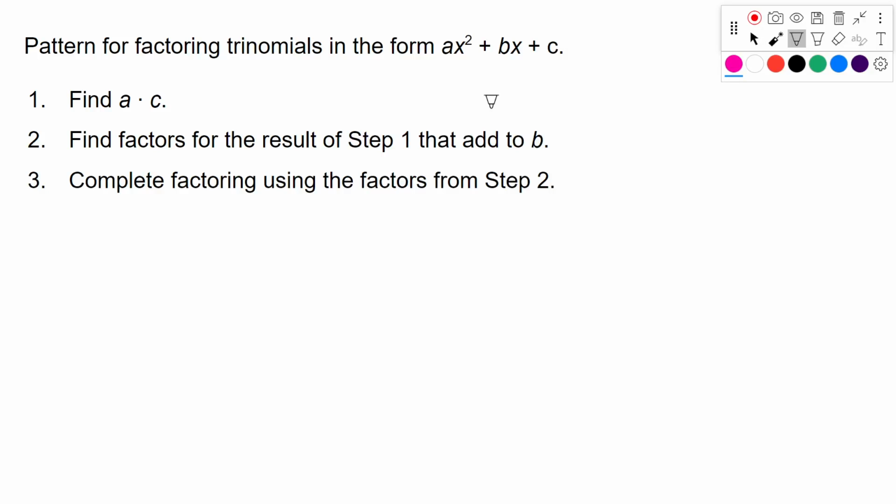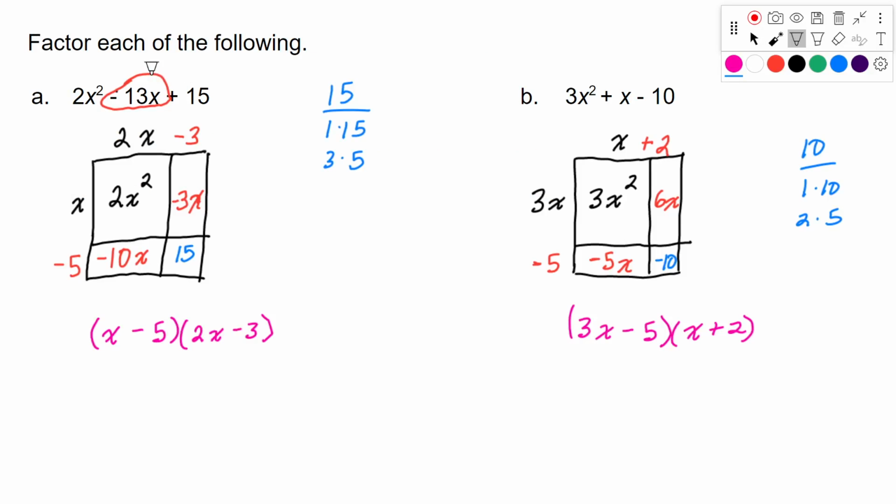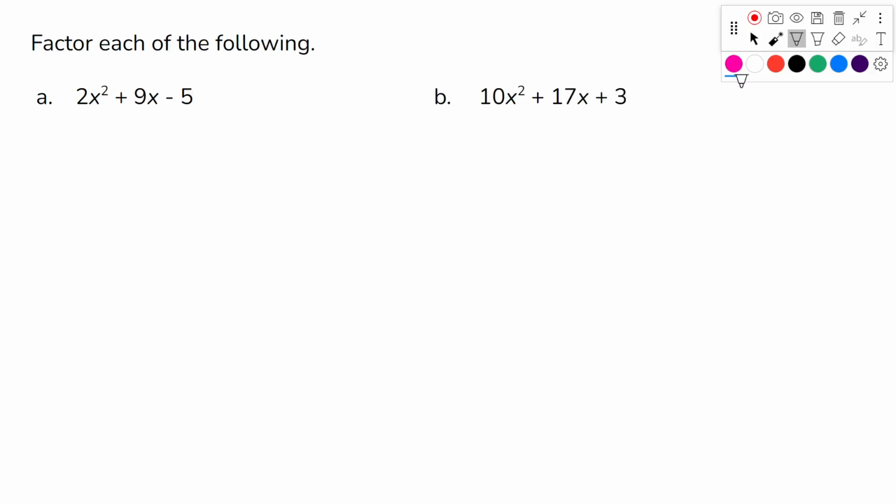So if I just go back and I look, 2 times 15 is 30. The 3 and the 10 are factors of 30, and they did combine to give me the 13. Again, we have 3 times 10 here is 30. 6 times 5 will give me the 30, but they also will give me the positive 1x that I need. So I do have a couple that I'm going to do with you using that method.